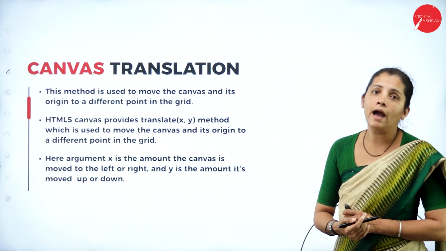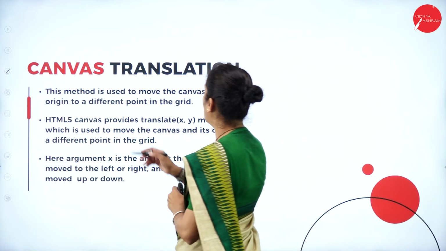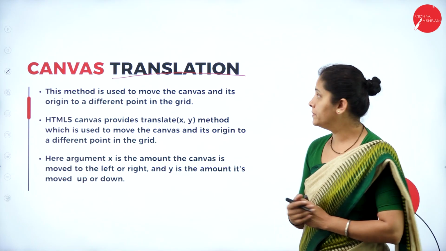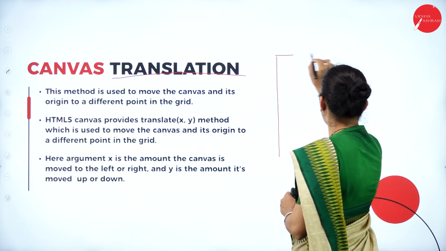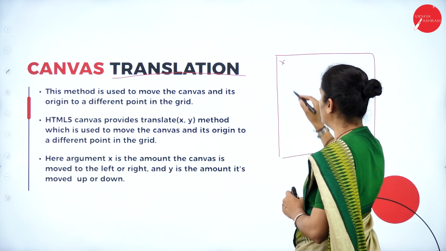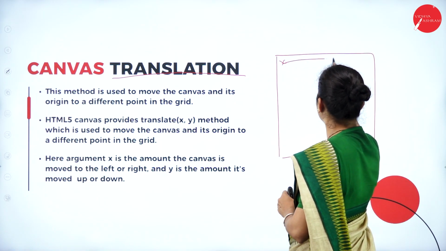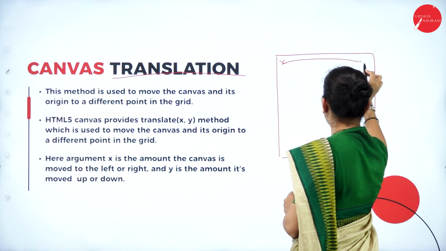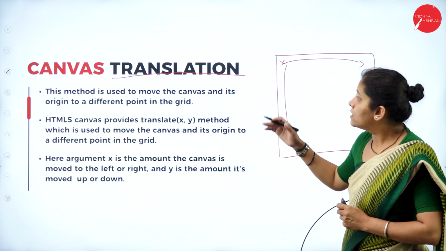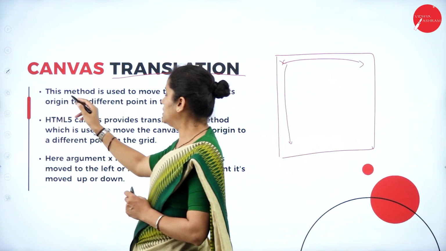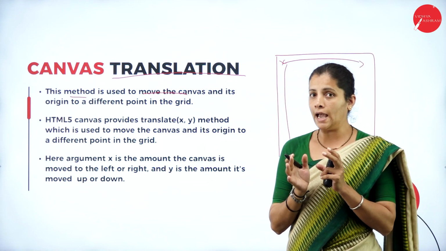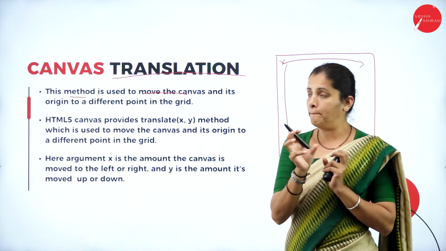Okay, fine. Then I have one more important concept, that is called translation. That is nothing but the canvas translation. See here, this is my screen. I have the x coordinate and I have the y coordinate. Suppose I want to move the object or element from left to right, or from top to down, that is known as translation. So it's a method. Translation is a method used to move the canvas. So what is canvas? It's a rectangle area on the web page.